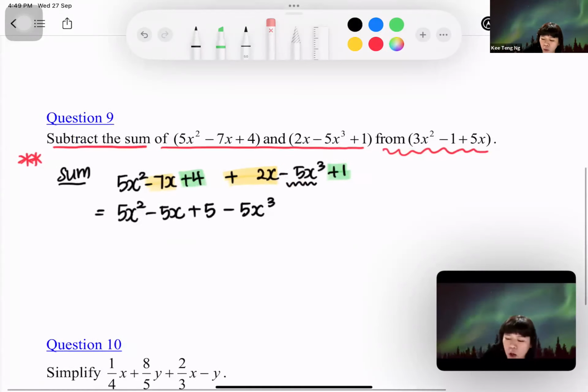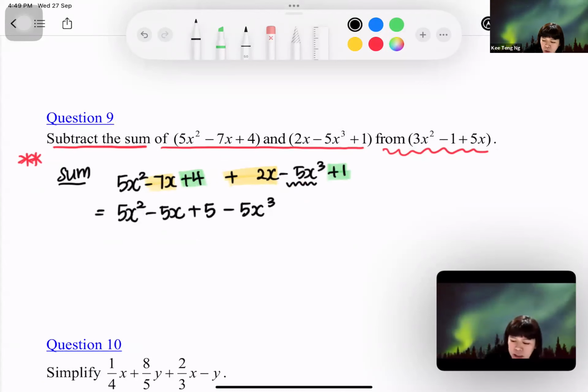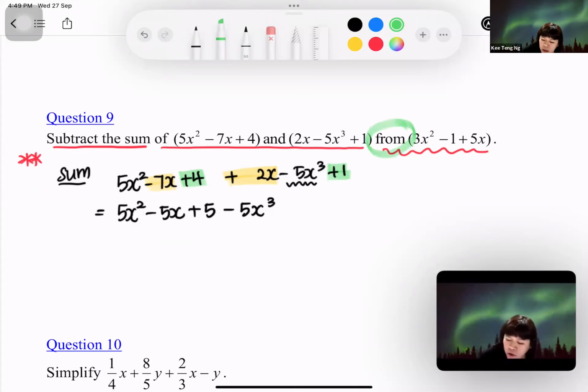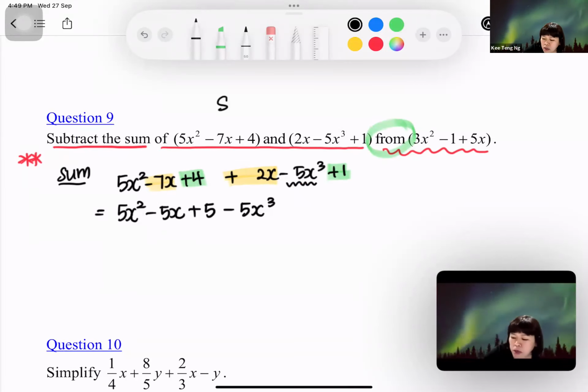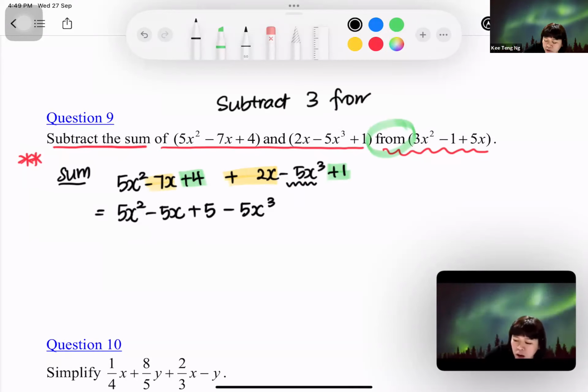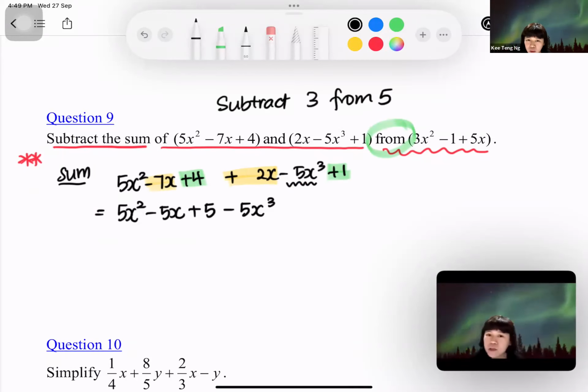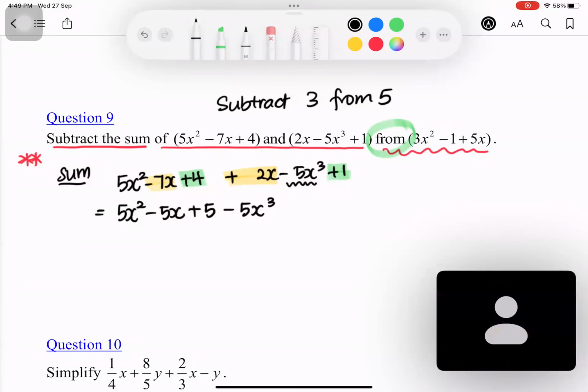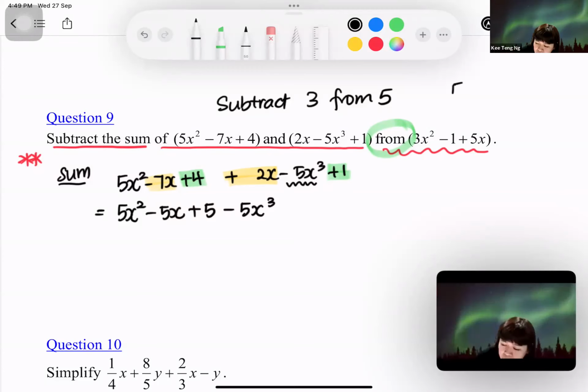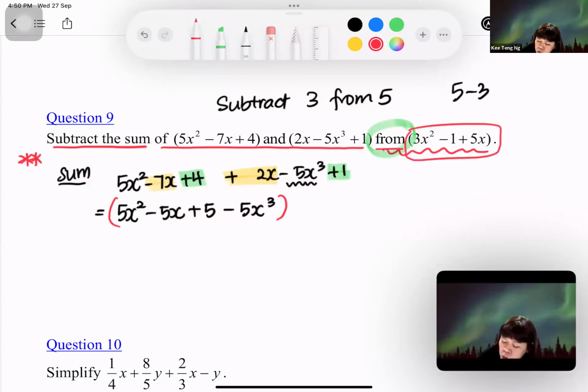Keon. Now the question is subtract this whole thing from, right? Okay, Keon, I ask you a very simple question. Can you tell me what is subtract 3 from 5? 5 minus 3. Yes, this is 5 minus 3. So the question says subtract this whole thing from this portion. Which one should come in front?